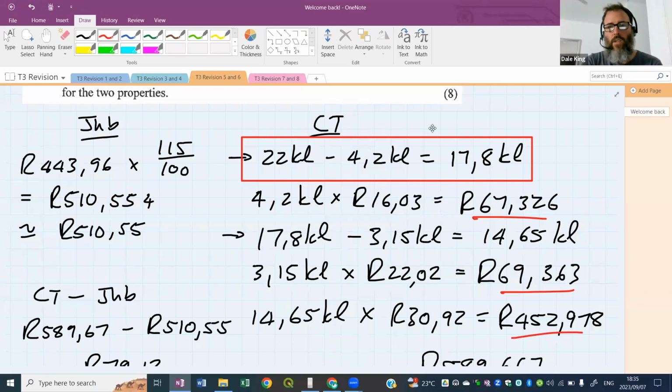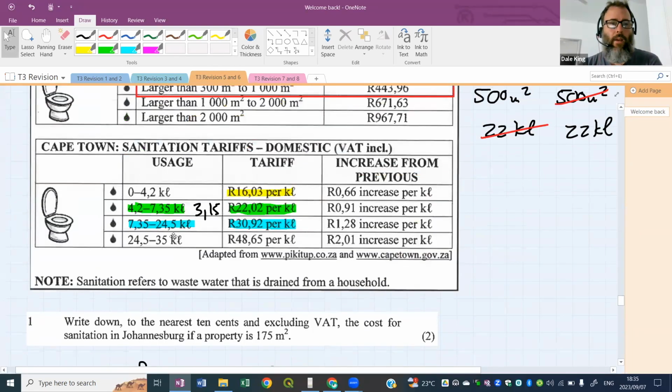You need to go bracket by bracket, sir. Yeah, you've got to work through each bracket. You can't say, because we've got 22, we charge a flat rate here and just charge all 22 at 30 Rand 92. You can't do that. This is a sliding scale tariff, and the reason they do this is because they're trying to prevent people from using too much water or too much sanitation.